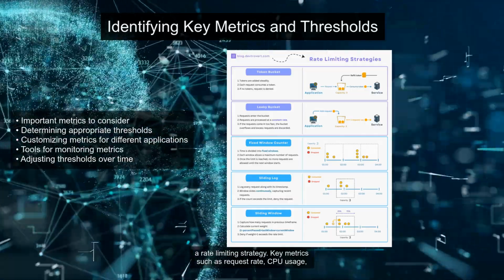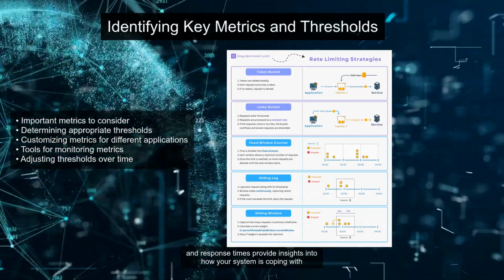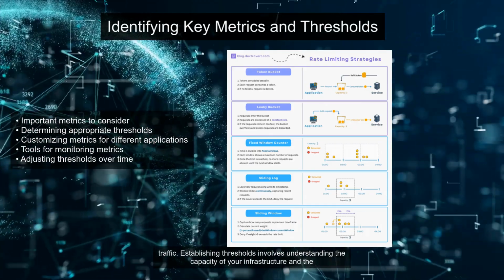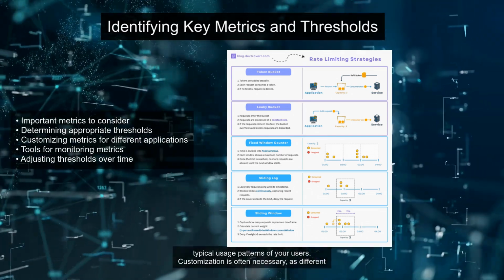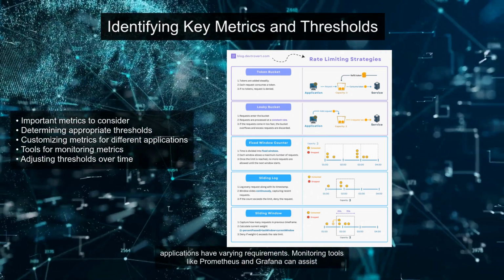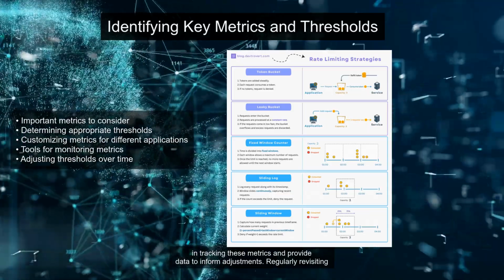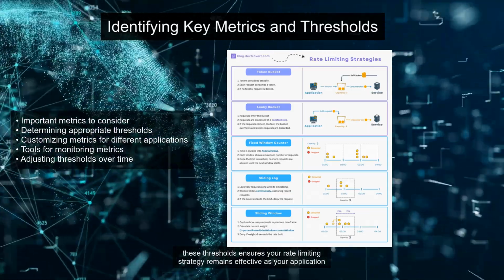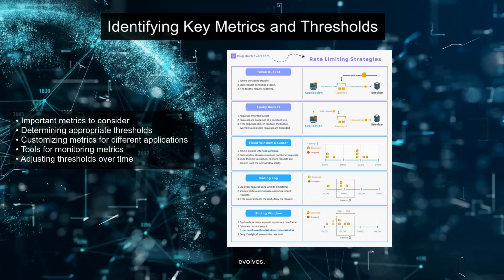Key metrics such as request rate, CPU usage, and response times provide insights into how your system is coping with traffic. Establishing thresholds involves understanding the capacity of your infrastructure and the typical usage patterns of your users. Customization is often necessary, as different applications have varying requirements. Monitoring tools like Prometheus and Grafana can assist in tracking these metrics and provide data to inform adjustments. Regularly revisiting these thresholds ensures your rate limiting strategy remains effective as your application evolves.